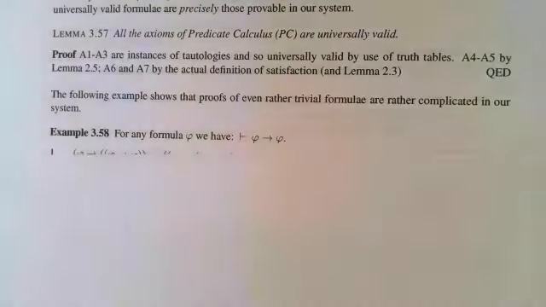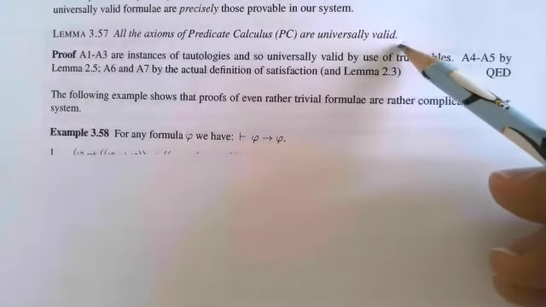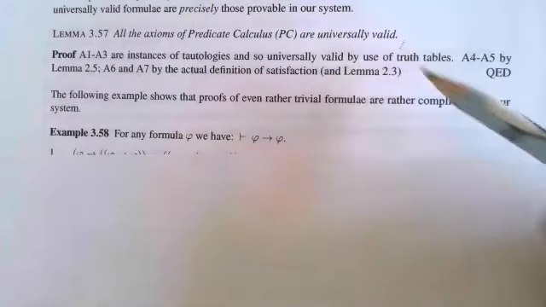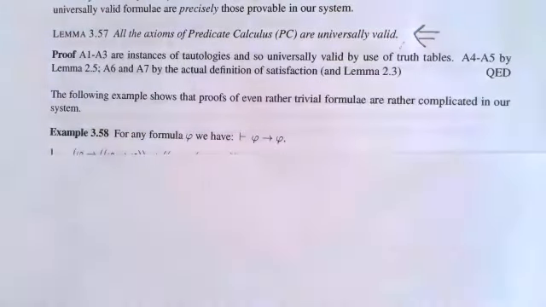So I'm just going to assume that we know that the axioms are universally valid. That's a property that we'll take of our axiom system here. So you should underline that and make sure you understand what that means.